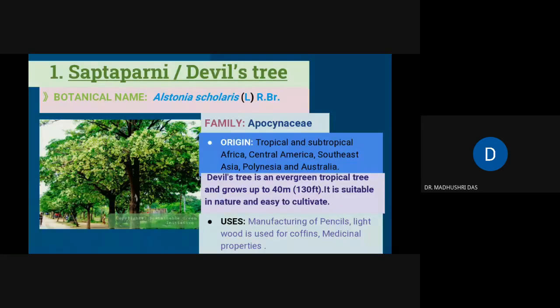First tree is Alstonia scholaris, which is commonly known as Saptaparni or devil tree. It belongs to the family Apocynaceae. It originated in tropical and subtropical Africa, Central America, Southeast Asia, Polynesia, and Australia. This tree is an evergreen tropical tree and can reach up to a height of 40 meters. It is suitable in nature and it is easy to cultivate.